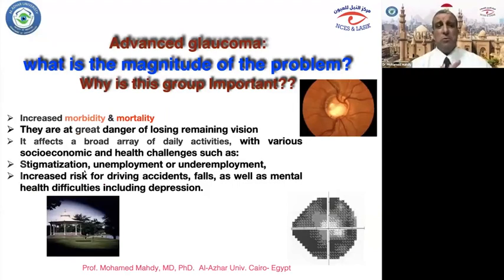Now we go. Advanced glaucoma: what is the magnitude of the problem and why is this group of patients important? Simply, we could say that there is increased morbidity and mortality in this group of patients. They are at great danger of losing the remaining vision, and this disease affects a broad array of our daily activities with various socioeconomic and health challenges such as stigmatization, underemployment or non-employment, and increased risk of driving accidents, falls, as well as mental health difficulties, including depression.